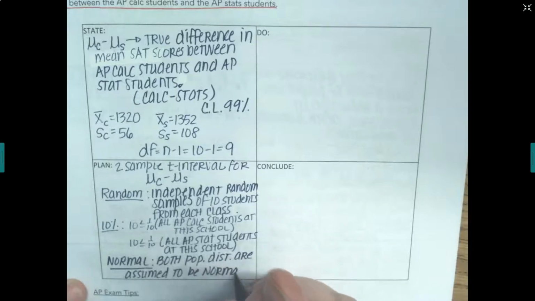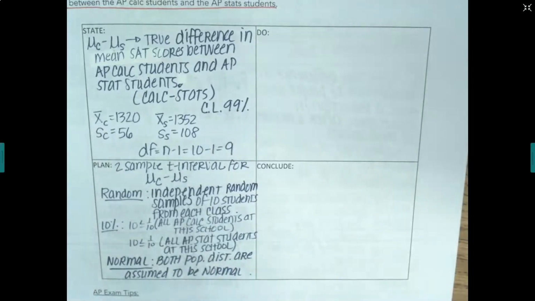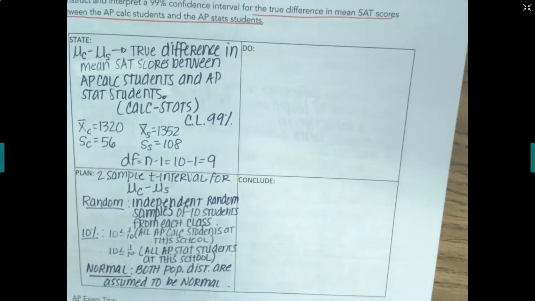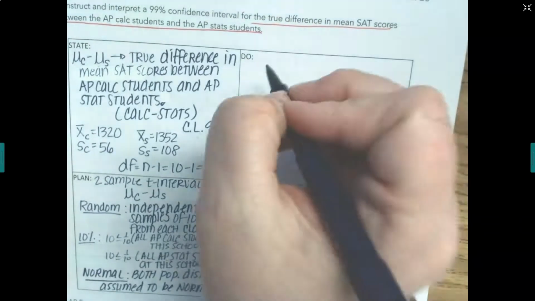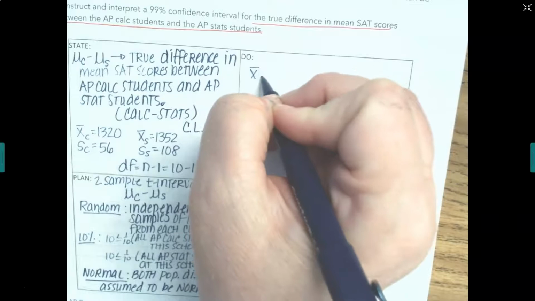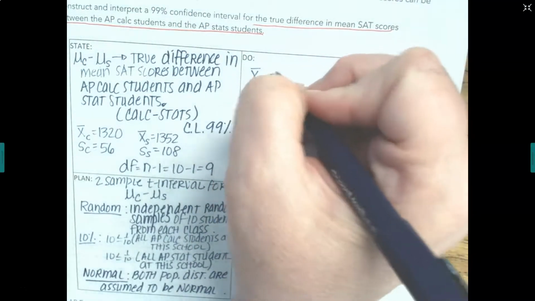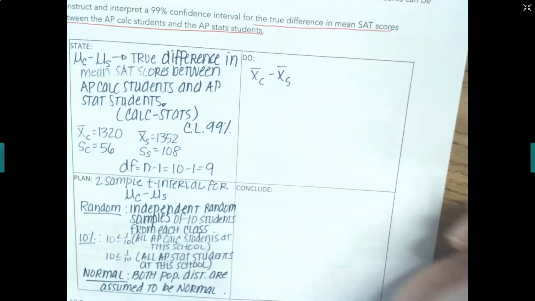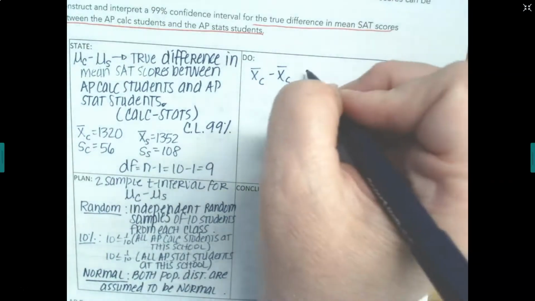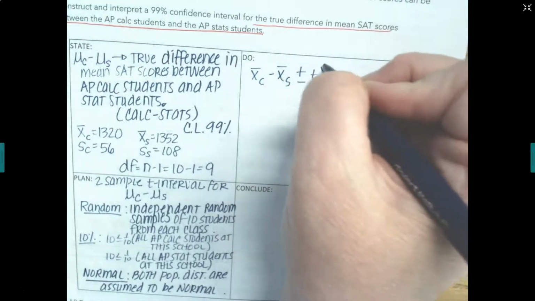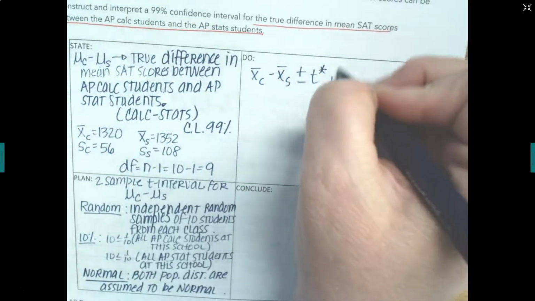All right. So we got our state, we got our plan. Next is the do. So I want to show you the specific formula so we kind of understand where all of our numbers are coming from. So to get our point estimate, you have the statistic for the calculus minus the statistic for the statistics. And then plus or minus, we're going to have a T-star because it is a means problem.